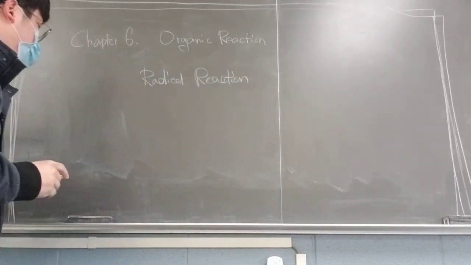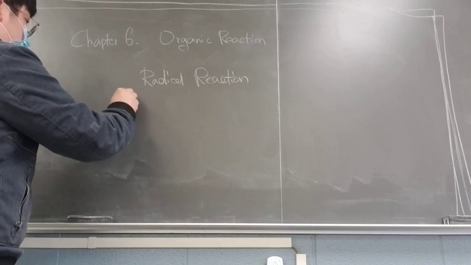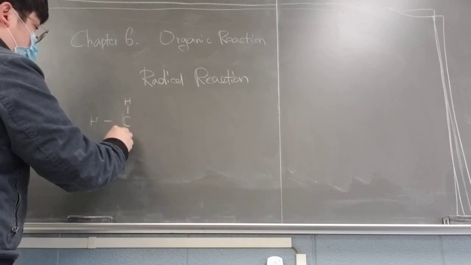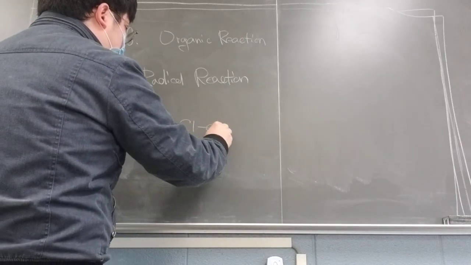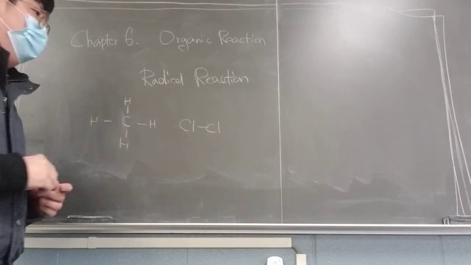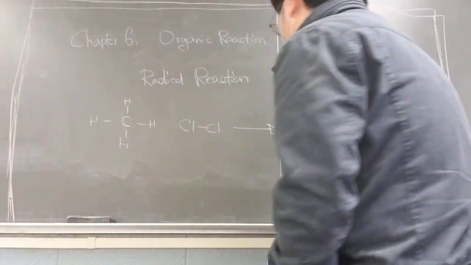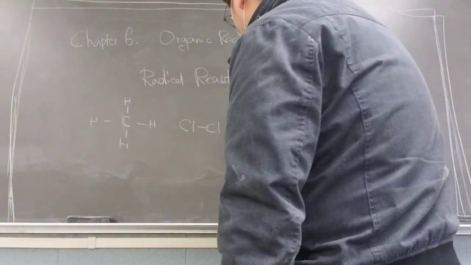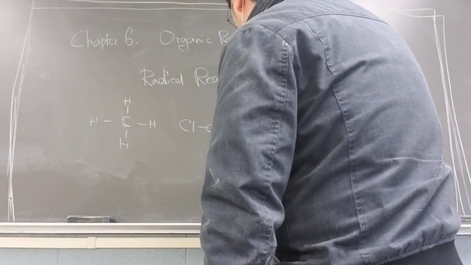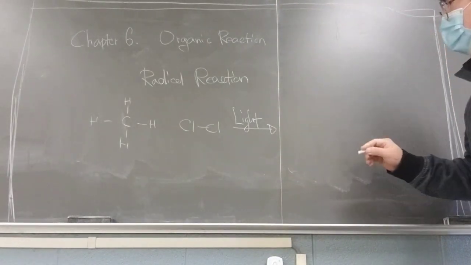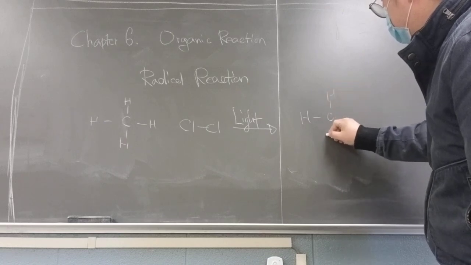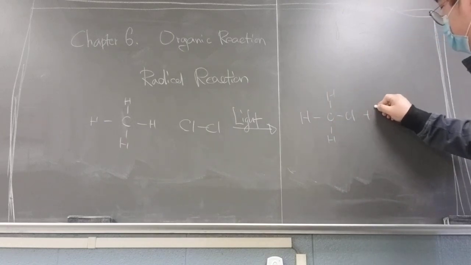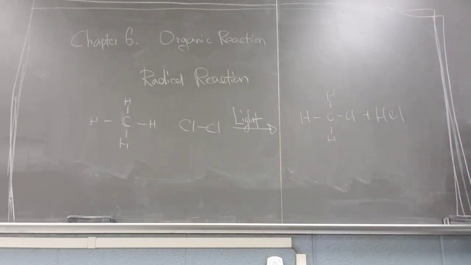Okay, so the one thing I can give you is you have a methane over here, and you have a chlorine, diatomic molecule, right? And then eventually, if you put enough light, apply this reaction over here, you're going to get the products, and they are over here.